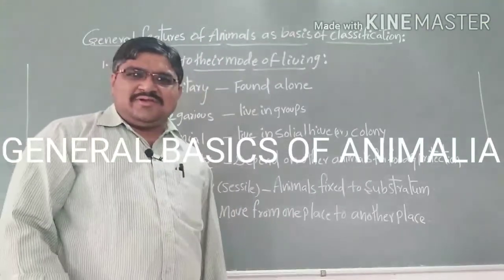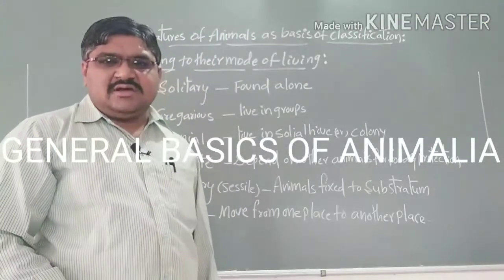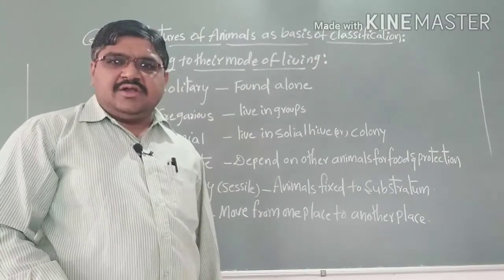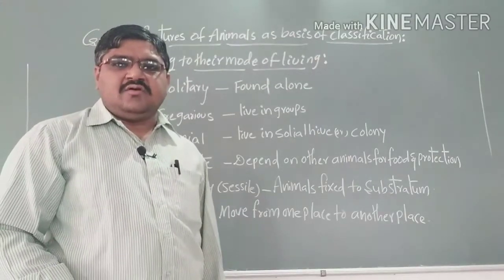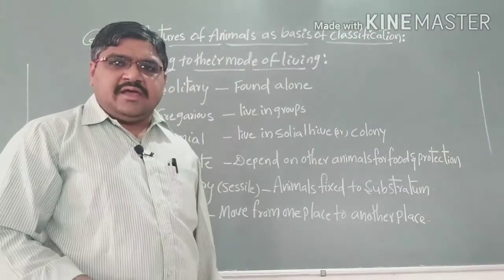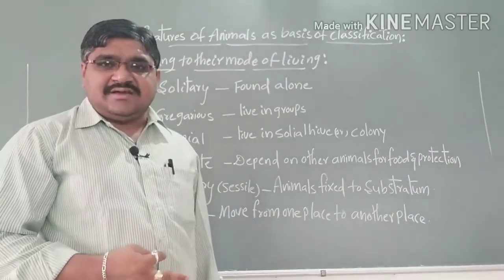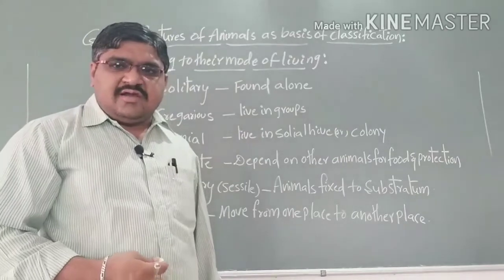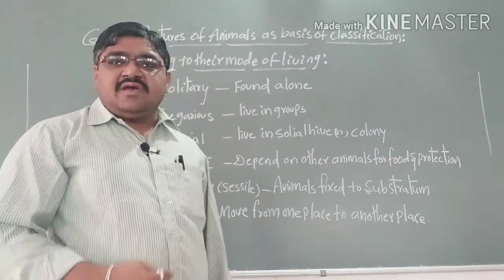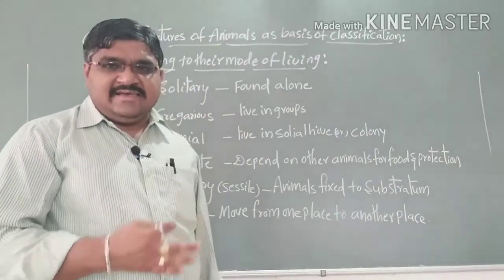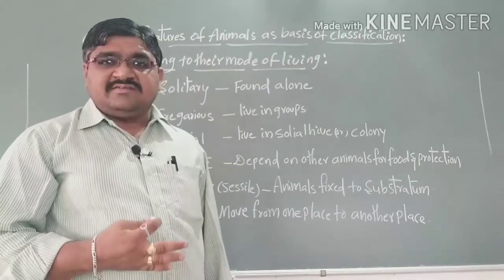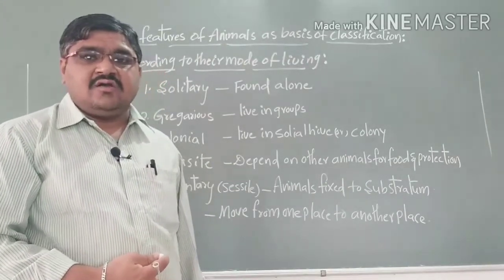Good morning, students. In our last class, we studied development. Development takes place in animals by two processes. One is called direct, and the second is called indirect. Direct means they are able to produce young ones directly. If they produce young ones directly, we call it direct development.